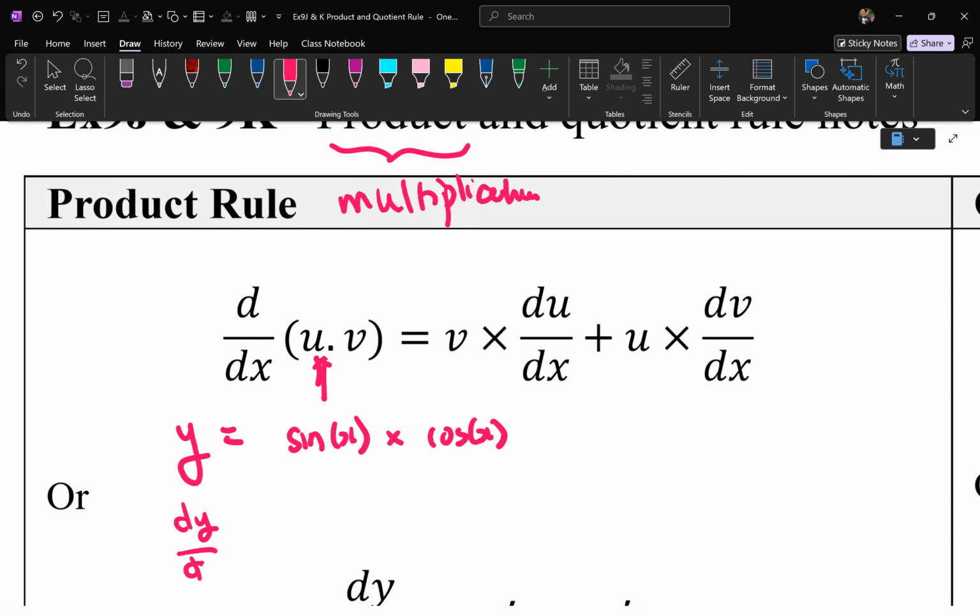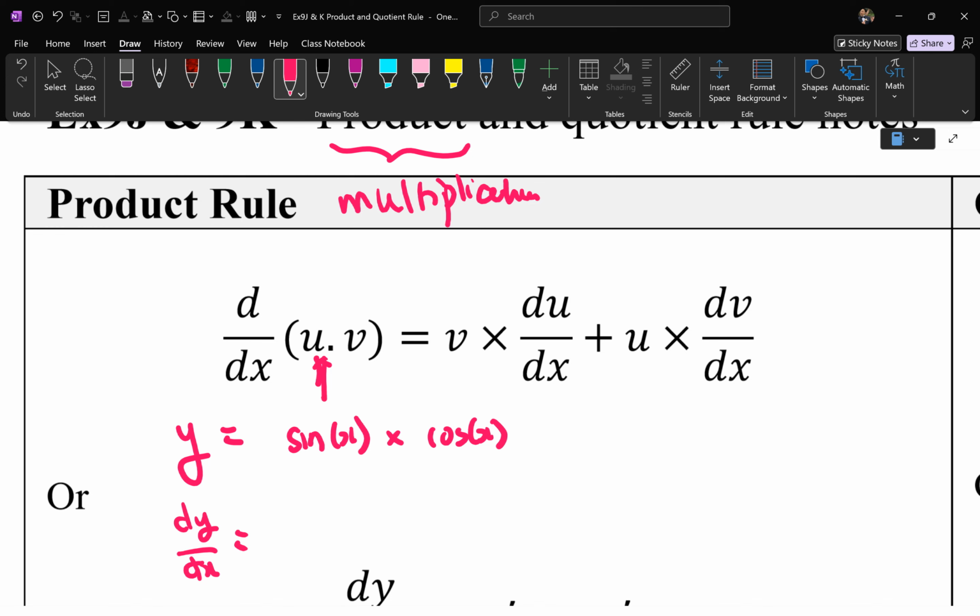You see, we can't derive this where we separate the sine and the cosine. We can't say the derivative of sine is cos and the derivative of cos is negative sine. There's a multiplication sign in between them, so that's a problem. We can't expand it either because it's just sine x cos x. So that's where we use the product rule.